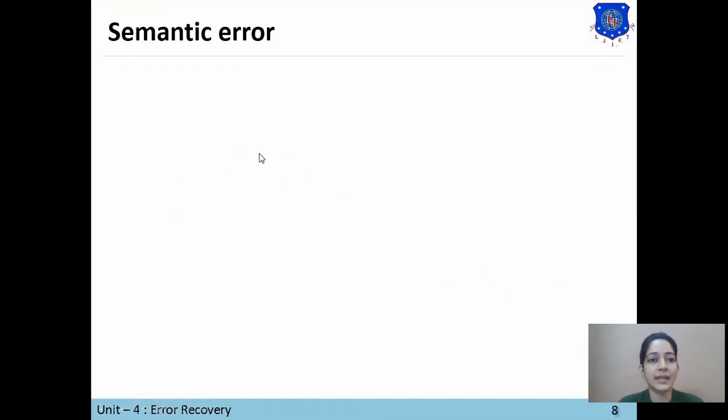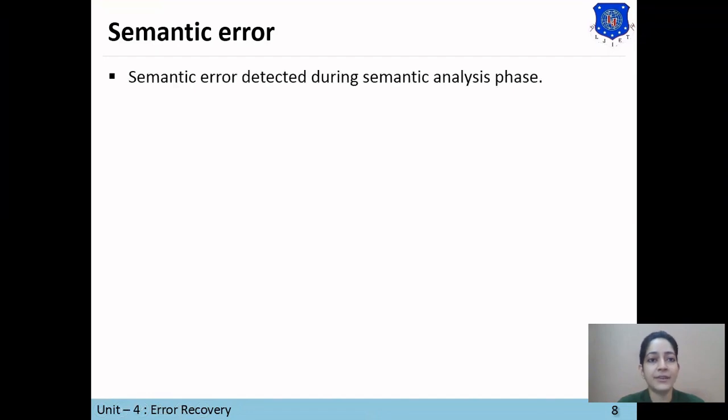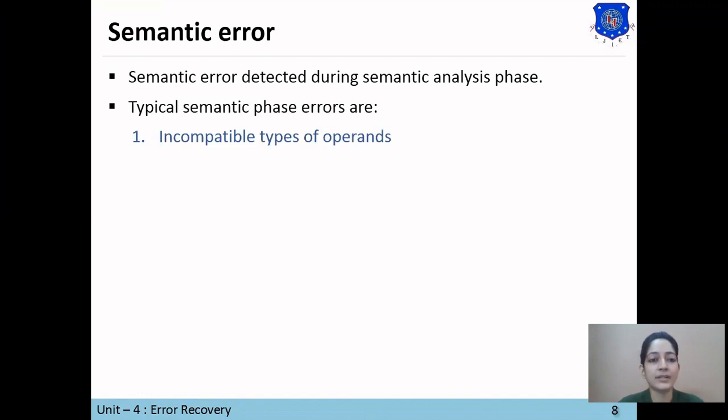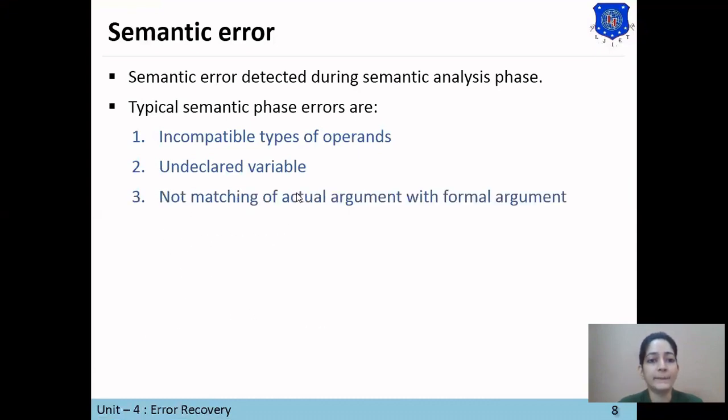Now next topic is semantic error. A semantic error is detected during the semantic analysis phase, and semantic phase errors can be incompatible types of operands, meaning if the different operands used in our program are not type compatible, then that is included in semantic errors. Then undeclared variable, meaning we have used variables without declaring them, will generate an undeclared variable error. Then not matching of actual arguments with formal arguments.